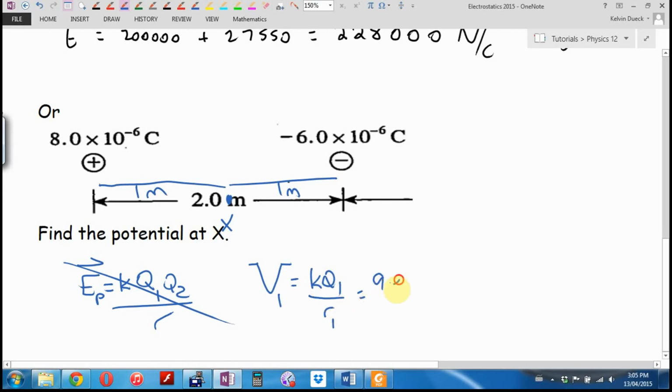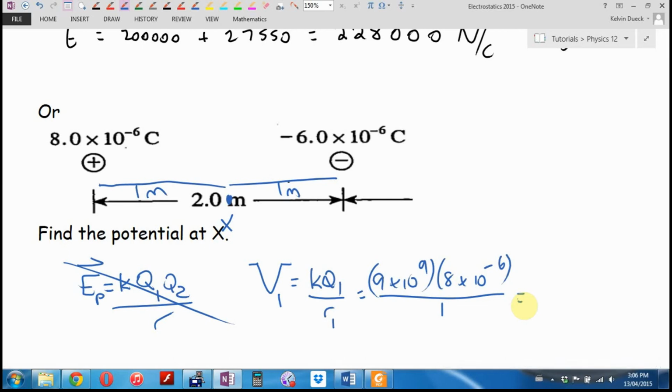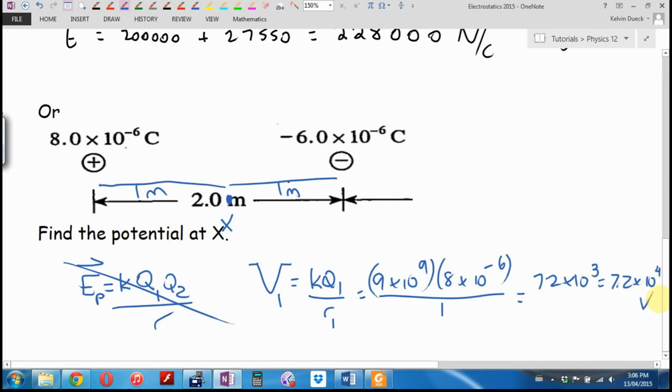That's going to be 9 times 10 to the 9th, 8 times 10 to the negative 6, all over 1 squared. No. And you know what? I'm going to argue dividing by 1. Everybody here can probably divide by 1 successfully in their head, even if it was squared, which it's not. It's going to be 9 times 8, 72. 10 to the 9th times 10 to the negative 6 is 10 to the 3rd. So it's going to be 72 times 10 to the 3rd, 7.2 times 10 to the 4th volts. I hope that's right. Someone want to double check me?